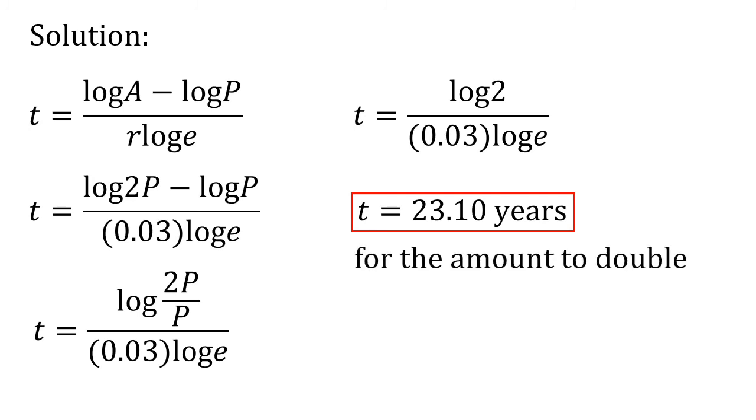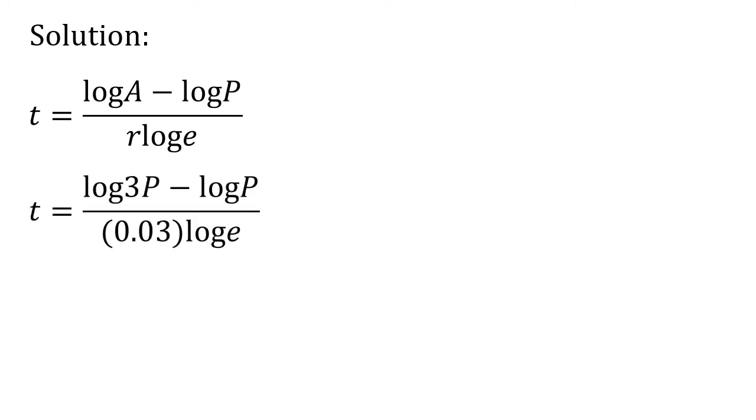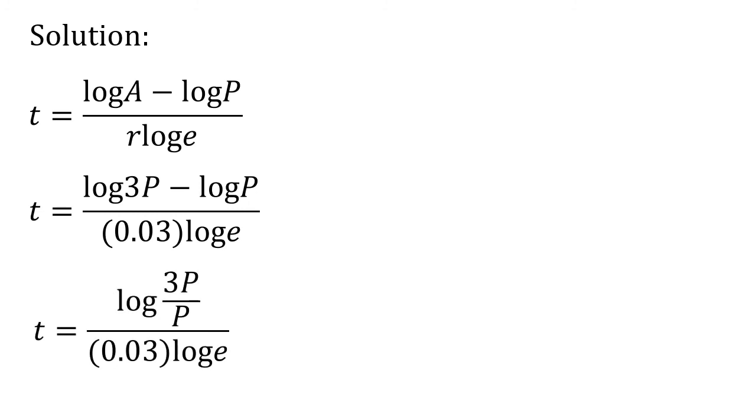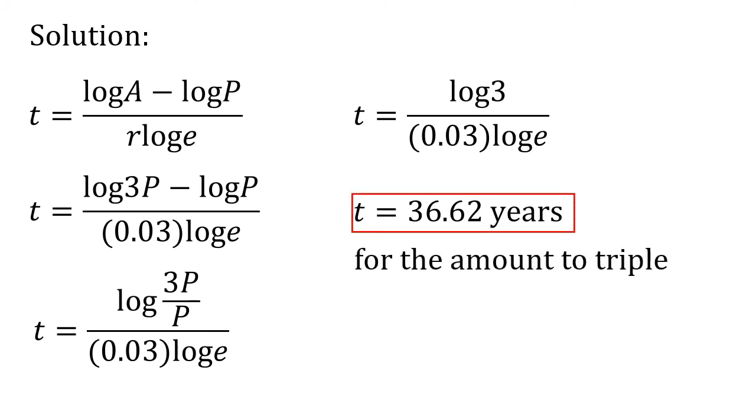That is for the amount to double. For the amount to triple, just make it 3P. So t equals log 3P minus log P all over 0.03 log e. Log 3P minus log P can be expressed as log 3P over P, and 3P over P is 3. Now we have t equals log 3 divided by 0.03 log e, and that's 36.62 years. That is for the amount to triple.